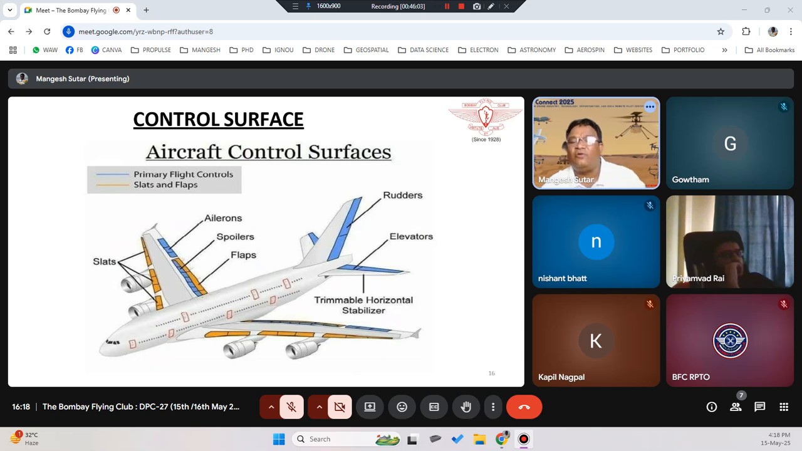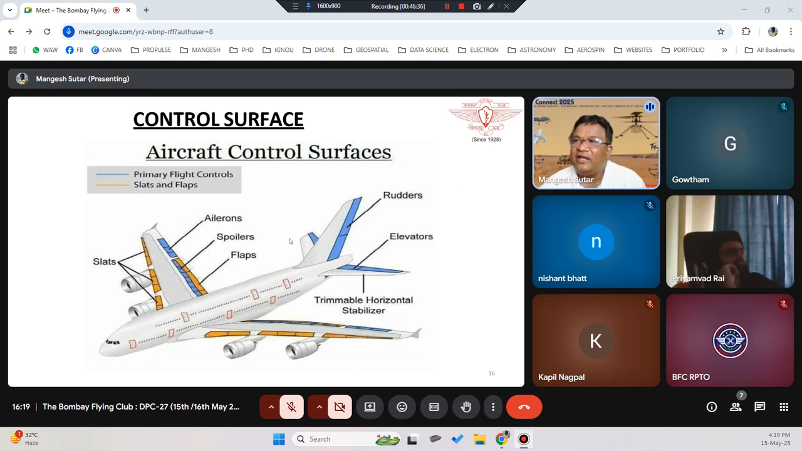For example, ATC calls the pilot and says, okay, you need to change your altitude from 10,000 feet to 15,000 feet. So he will use the elevator to pitch up, and it will go up. Or ATC calls and says, you are now at 20,000 feet, you are going to reach Delhi airport, so you can descend to 15,000 feet. So he will pitch down and come down. By changing the angle of the elevators, he is able to go up and down. So that is pitch motion, up and down.